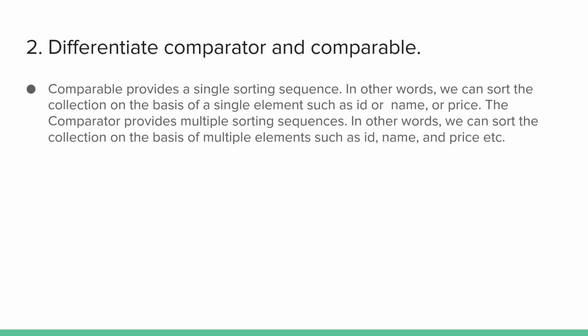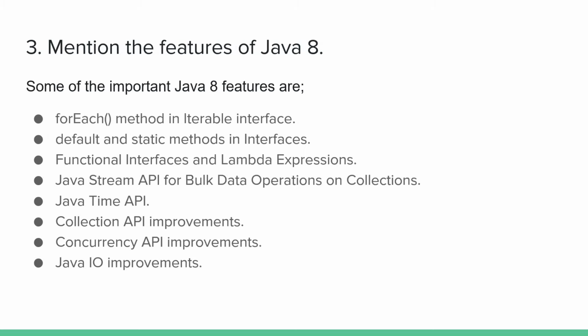In other words, you can sort the collection on the basis of multiple elements, which can be like ID, name, and price. Earlier it was ID or name or price, but in this case, you can have multiple elements which can include the name, ID, age, price, etc. Remember it. Mention the features of Java 8.